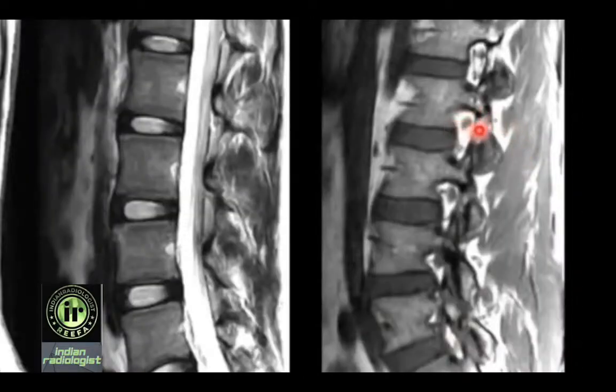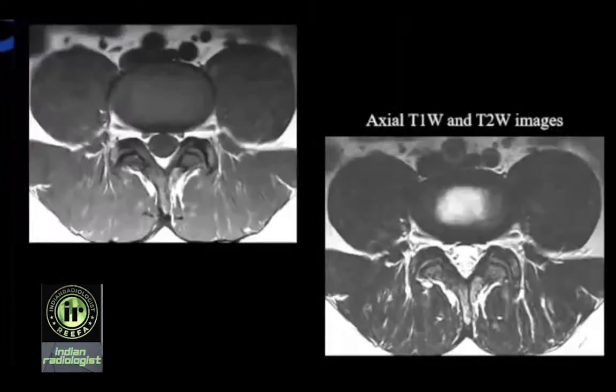Besides the exiting nerve roots, there are 2 or 3 small dots which are seen adjoining the exiting nerve root. So basically these are venous plexuses which join the paravertebral plexus of Batson with the epidural inner stem.